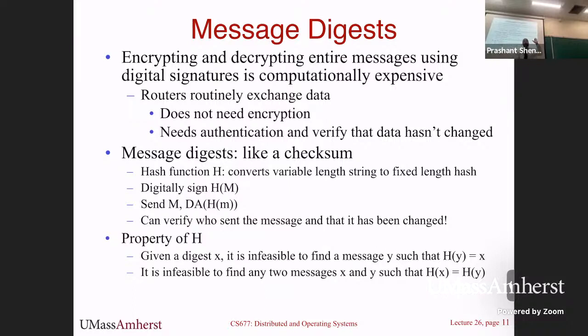So now you have the original message, not encrypted. You have a signature. The signature is the hash of the message that you then encrypted with your private key. So H of M, which is the hash of message M, is the thing that you're actually going to sign. Yes, question.